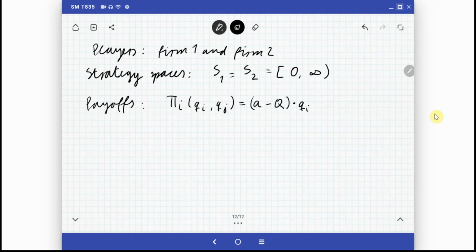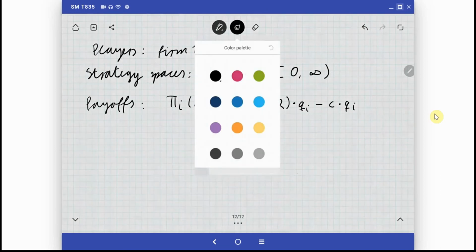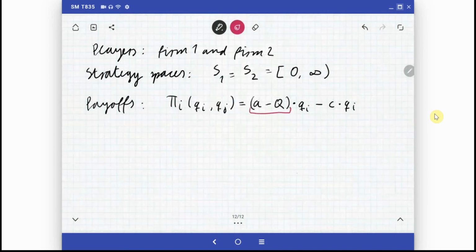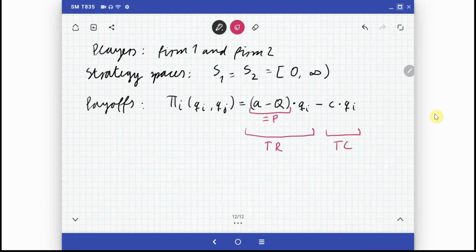So this is my total revenue. And then now I need to subtract the total cost. And my total cost is C per unit multiplied by Qi. So this is basically equal to the price. This one is total revenue, and this is total cost. Okay, so we have total revenue minus total cost. And the question is, what is the unique Nash equilibrium in this game? Let's try to solve this question.